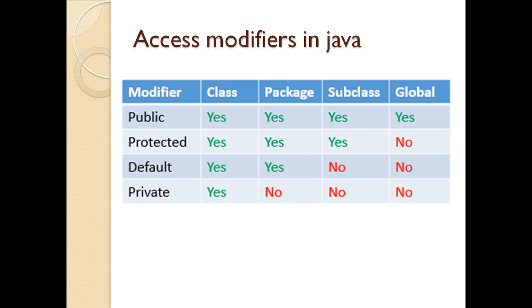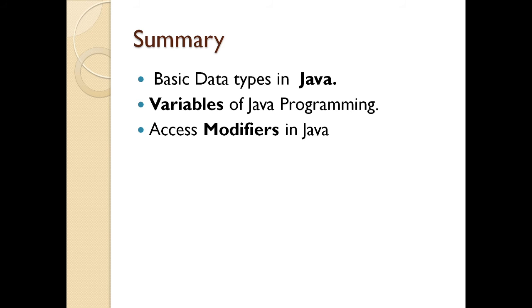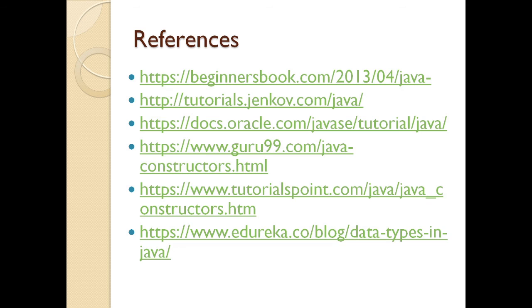Summing up, in this lecture, we have seen the basic data types in Java. We have also seen what variables are in Java programming, and we have seen the access modifiers in Java. For this, I have taken the reference from this beginner's book, tutorials, Guru99, Tutorialspoint, Edureka.com.